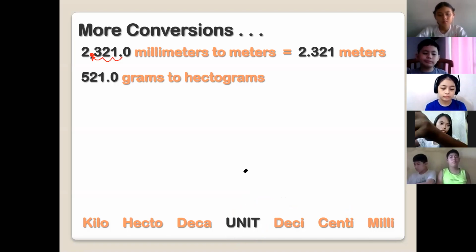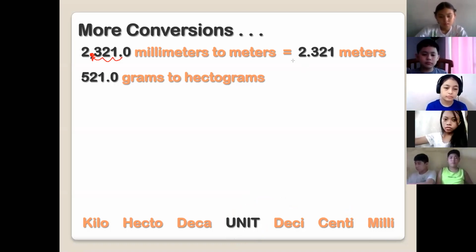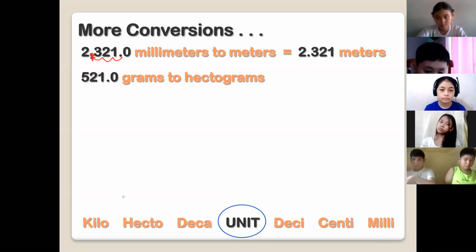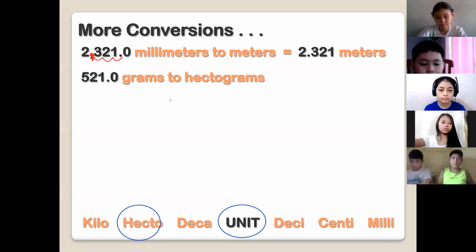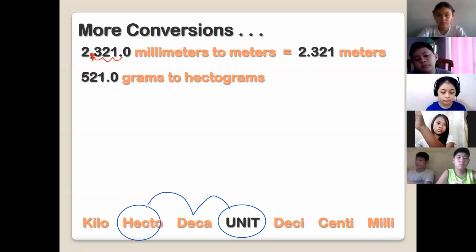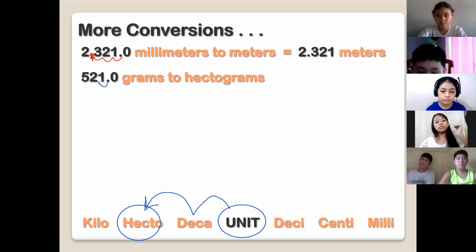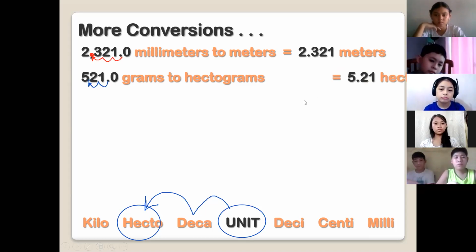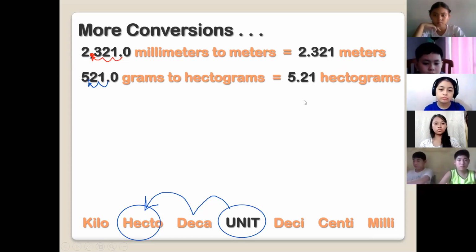Let's look at the target unit and the given unit. The given unit is grams. Grams, liters, and meters are your base units. Then the target unit is hectograms, which is on the left of grams. So from here, we count 1, 2. 2 units going to hectograms from grams. So the decimal movement goes to the left twice as well. 1, 2. So the decimal point now is in between 5 and 2. So the answer is 5.21 hectograms, and Rohan is correct.